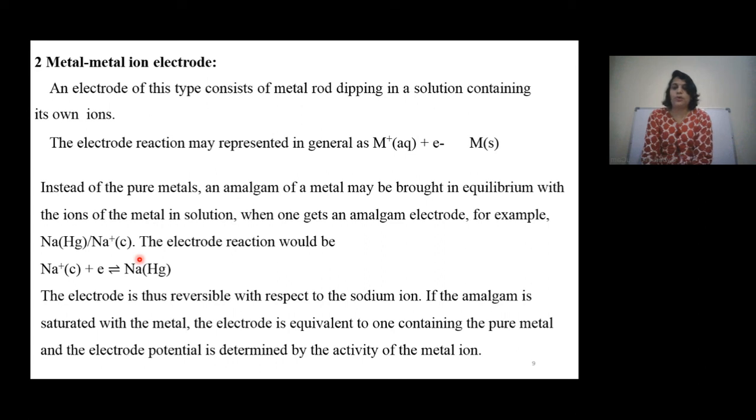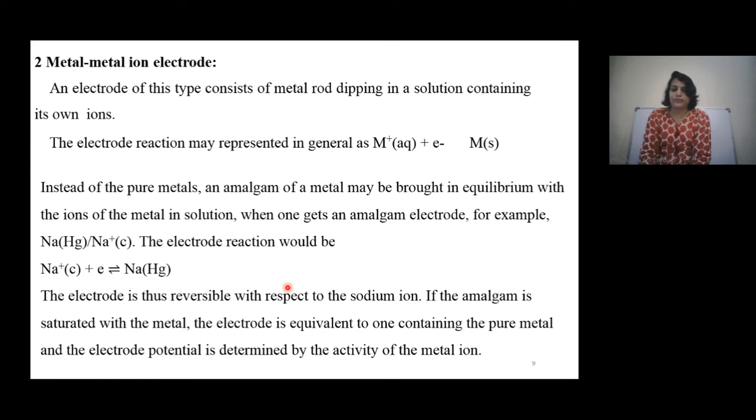Now, instead of the pure metal, an amalgam of the metal may be brought in equilibrium with the ions of the metal in solution, and one gets an amalgam electrode. This electrode is reversible with respect to sodium ion. If the amalgam is saturated with the metal, the electrode is equivalent to one containing pure metal, and the electrode potential is determined by the activity of the metal ion.